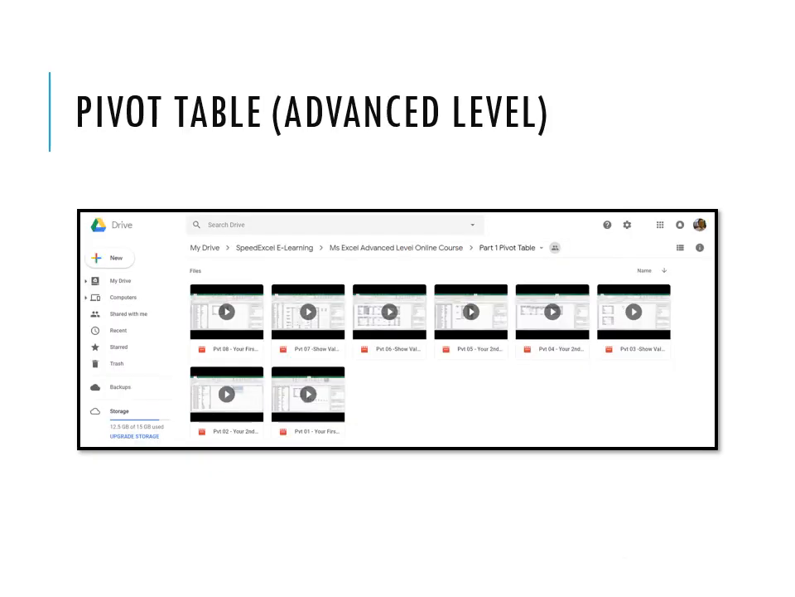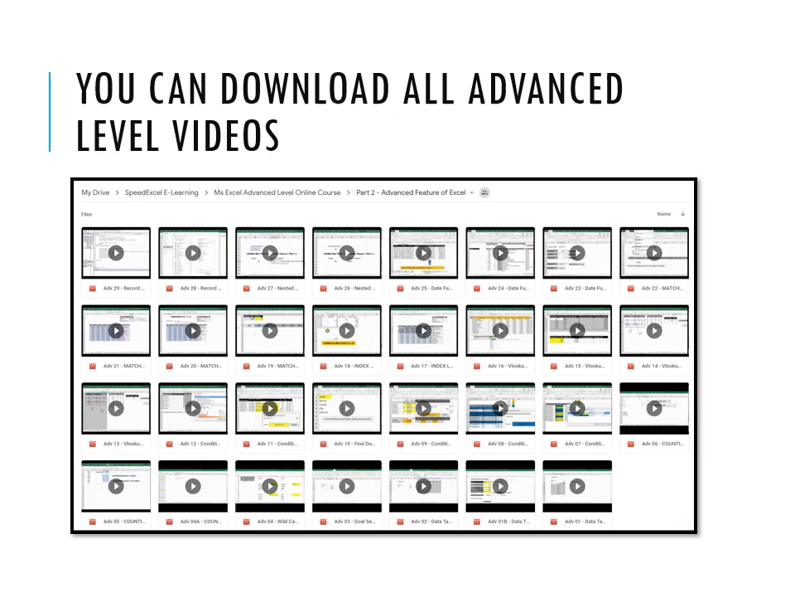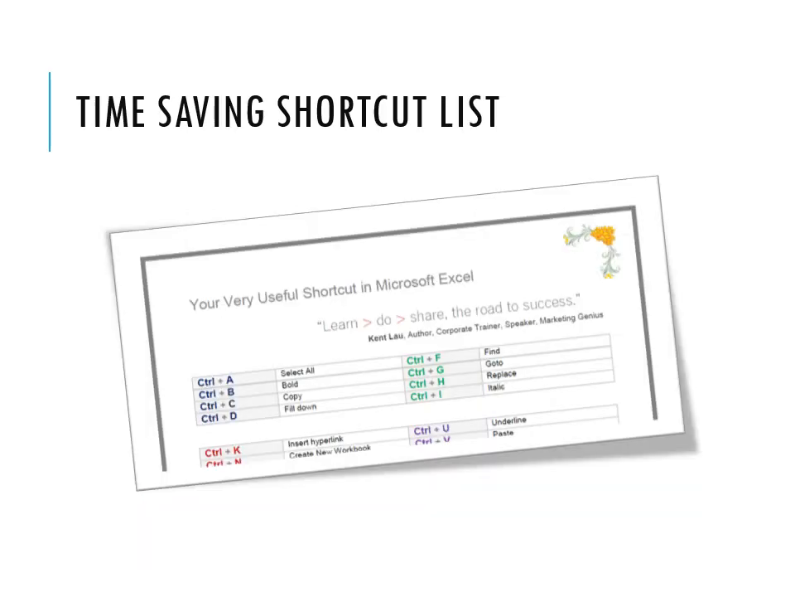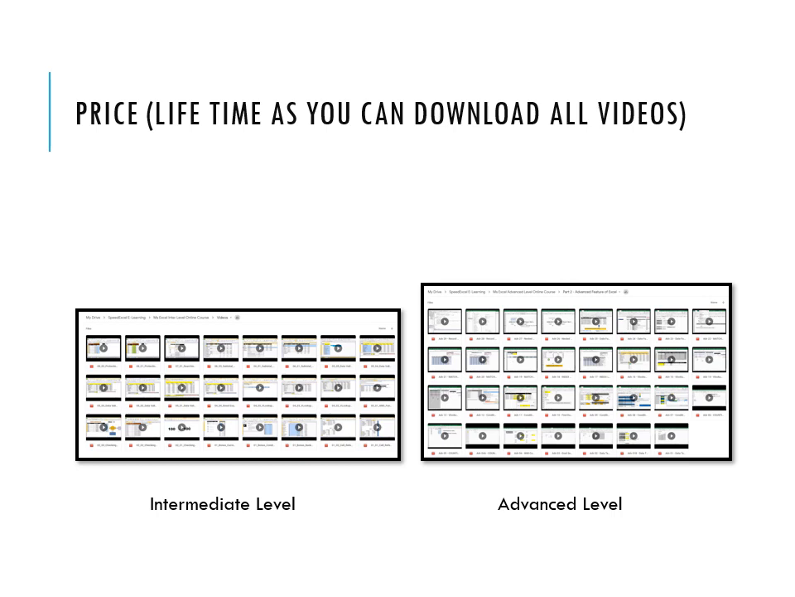Next, pivot table in the advanced level. You have these videos to learn pivot tables at your own pace. Next, you can download all advanced level and intermediate level videos. You can also download all advanced level exercise files, and the time saving shortcut list as well. For all this intermediate level and advanced level, it's 99 ringgit, and you get all these videos. You can download all of this.